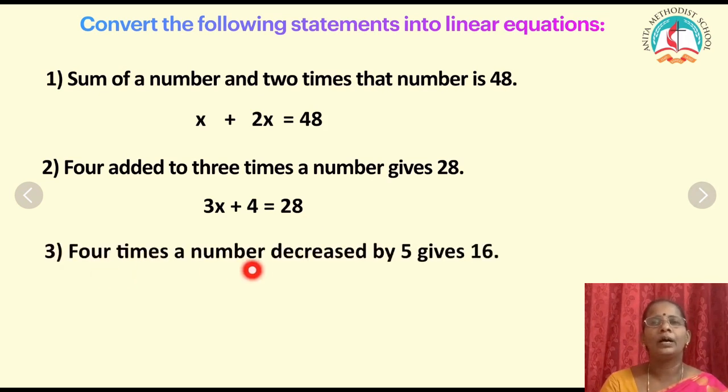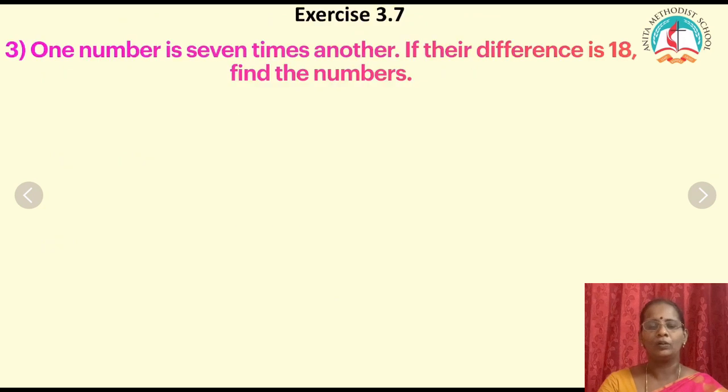4 times a number decreased by 5 gives 16. Increase, decrease, like that also the word will be mentioned. So how will you write here? 4x minus 5 is equal to 16. Because decreased means what is the operation? Minus. Increased means plus. Decreased means minus. So 4x minus 5 is equal to 16. Clear children?